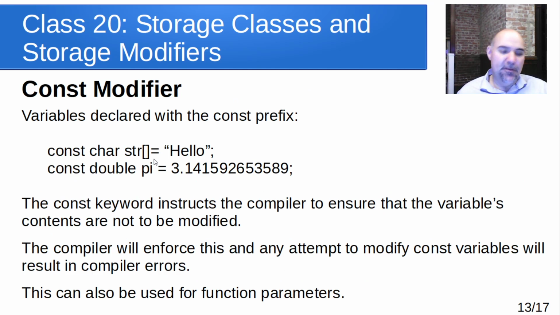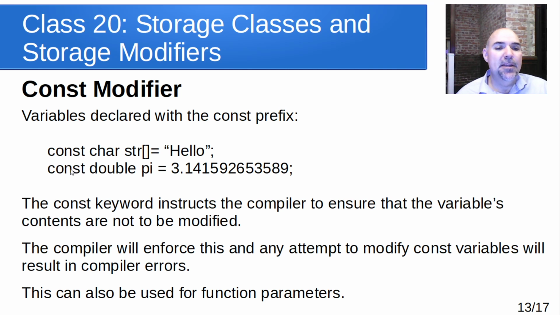Okay, another modifier is the const modifier. Again, you put that before the rest of the variable declaration or definition, which looks the same. What that does is tell the compiler to ensure that the variable's contents are not modified. Don't let any code modify this. It's a constant. So after you declare a variable as a const variable, if you try to access that and change it, the compiler won't let the code compile.